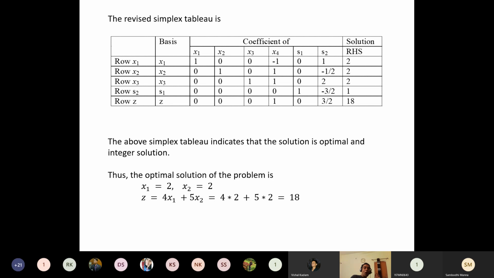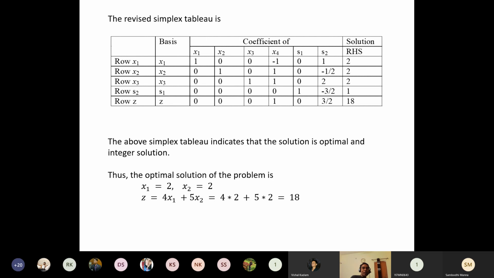Now if you recall the branch and bound algorithm, we got the same solution as an optimal integer solution, and that was x1 is equal to 2 and x2 is equal to 2, and z was 18, the optimal integer solution we obtained using the branch and bound algorithm. So the same solution we got from the Gomory's cut method or cutting plane method. So this is the algorithm we got.